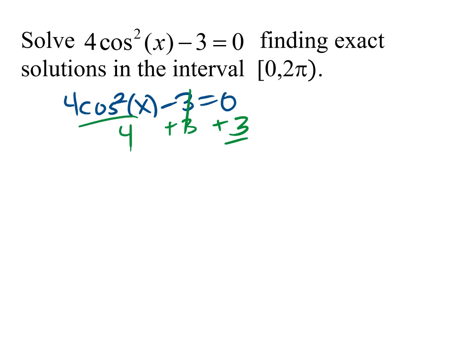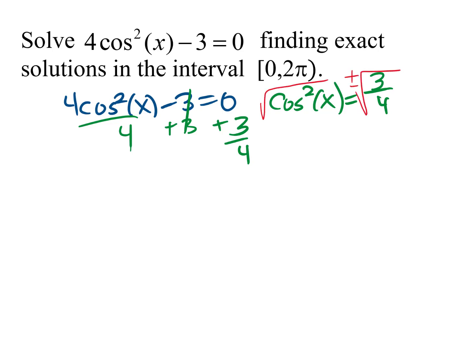by 4. So let me rewrite that. I will have cosine squared of x equals 3/4. And now it's still not isolated because it has a squared. I want just the cosine x. So I'm going to square root both sides. Remembering when I do, I need the plus and the minus.